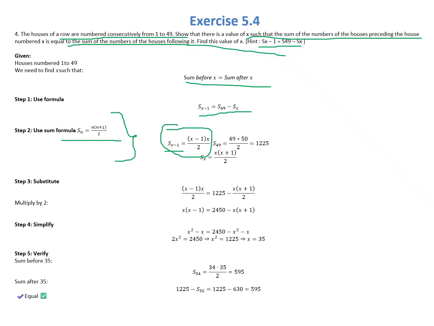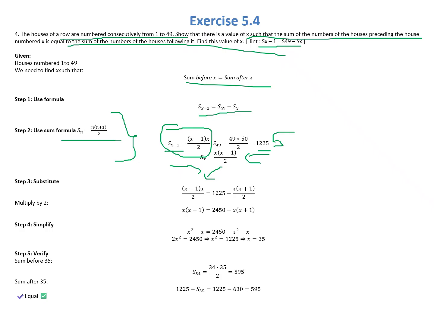Now we also have to find the value of S49. When we put 49 here, we get the final value of 1225. So the sum of the first 49 terms is 1225. And now we'll find the sum of the first x terms. The sum of the first x terms is x into x plus 1 by 2.